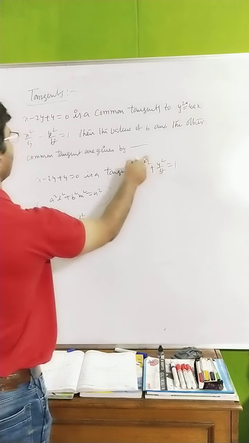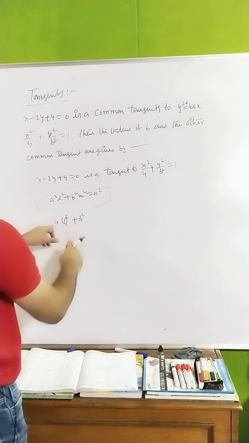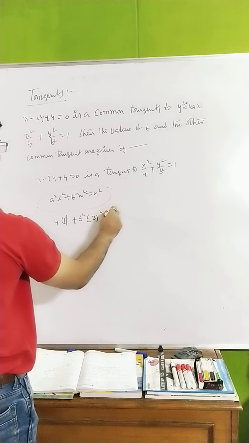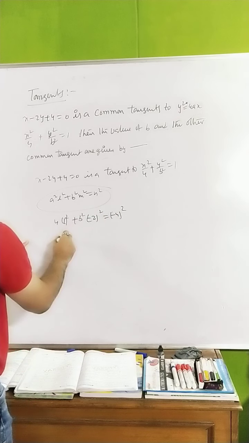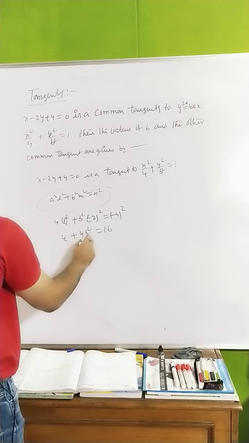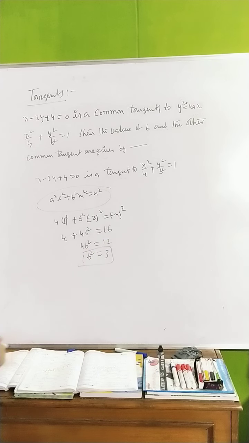This is plus now, not minus, it is plus because it is an ellipse, right? 4 plus b square times m square, m square is what? Minus 2 whole square. n square means minus 4 whole square. So you got 4 plus 4b square equals 16 here. 4b square is equal to 12 here, b square is equal to 3 you are getting, right? Finally we got the value of b. Okay, we got the value of b. Now the next question is what? The other common tangent is what?